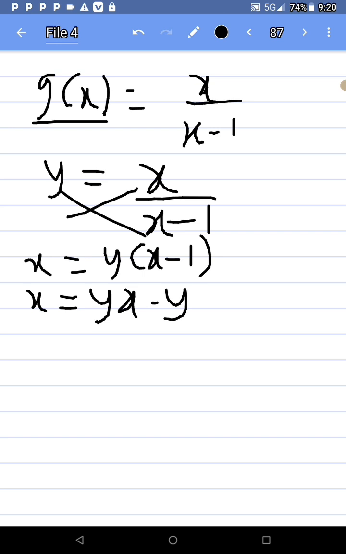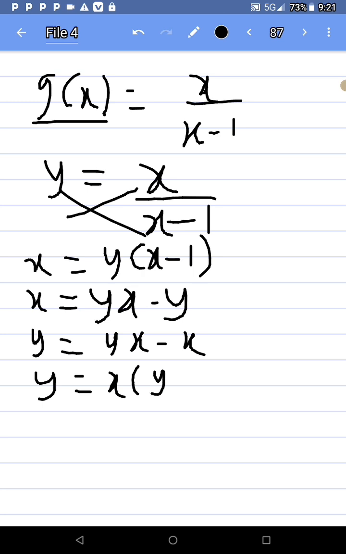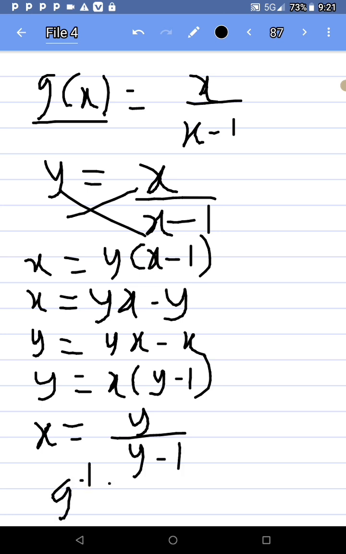Once again, you need to make x the subject. So bring this y to this side and bring this x to this side. Y is negative here, to the positive here, and x is positive here, to the negative here. Yx minus x. So y equals, what's common to this? X into y minus 1. Dividing both sides by y minus 1, x equals y over y minus 1. And that is the inverse of g. The inverse of g is y over y minus 1.